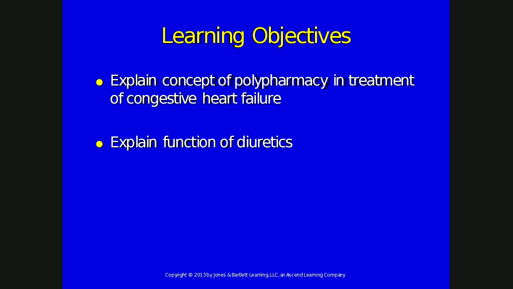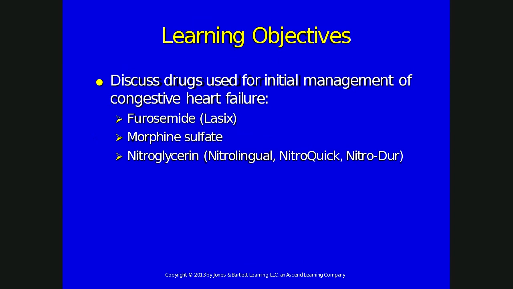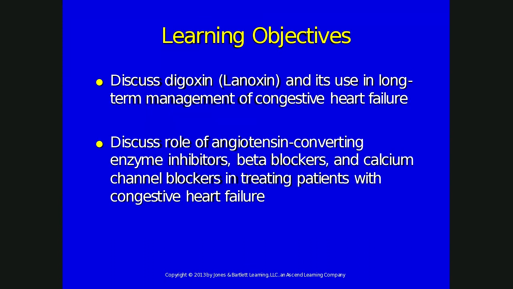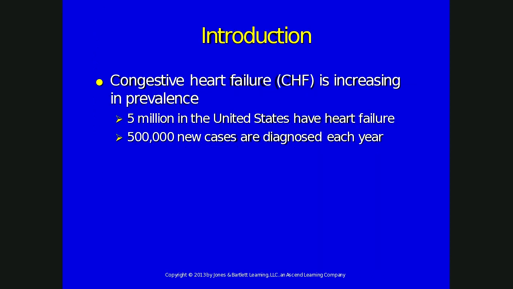So your learning objectives. You need to be able to explain the concept of polypharmacy in treatment of congestive heart failure. You need to explain the function of diuretics, discuss drugs used for initial management of congestive heart failure like Lasix, morphine, and nitroglycerin, and discuss digoxin and its use in long-term management of congestive heart failure. I'm going to talk about angiotensin converting enzyme inhibitors, beta blockers, and calcium channel blockers in treating patients with congestive heart failure.